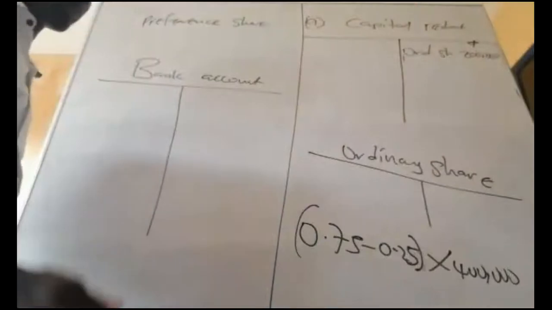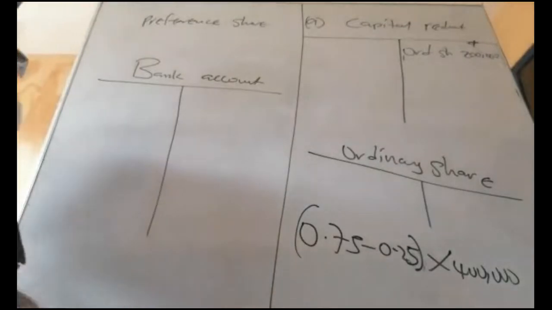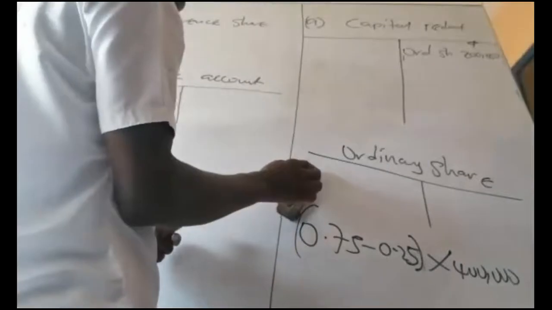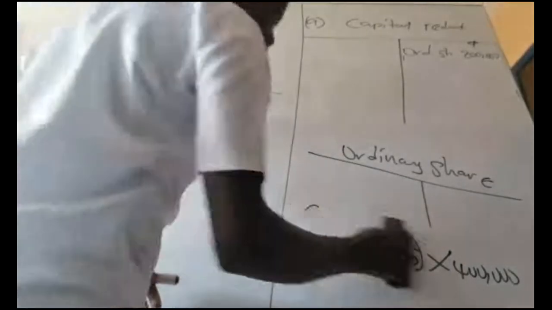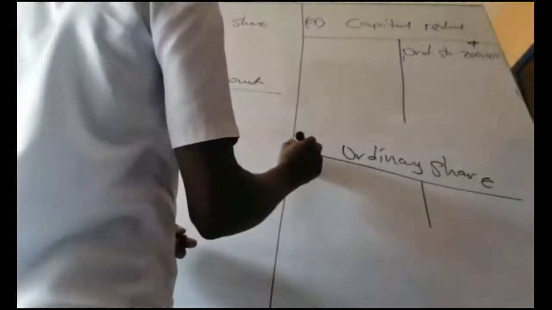Then it's at what side? Yes, the gain, the company's gain. It's at the credit side. So it must come to the debit side of the corresponding entry. And then the corresponding entry will be an ordinary share account. So let's open the ordinary share account and bring it in. Are we seeing it? Good. So I write it here.